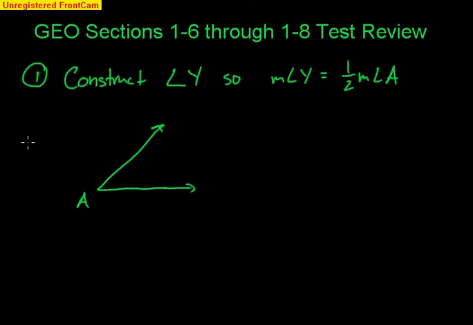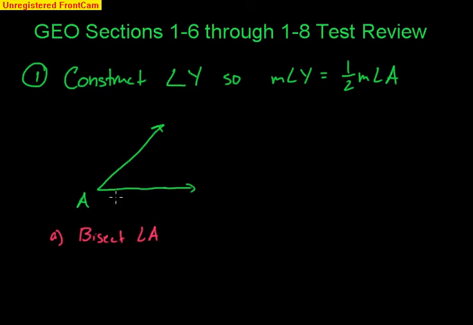So in this problem, we're going to construct angle y, so that the measure of angle y is half the measure of angle A. And I have provided you with angle A here. So the first thing we're going to do in this problem is, I'll put part A, we're going to bisect angle A. The reason we bisect angle A is to figure out what half of it is, okay? Because that's what y has to be. Y has to be half of A, and a bisector splits an angle in half.